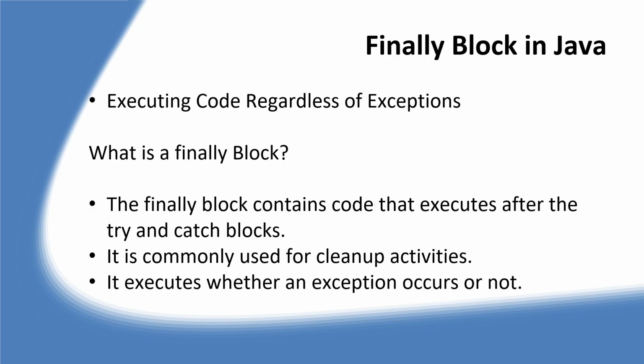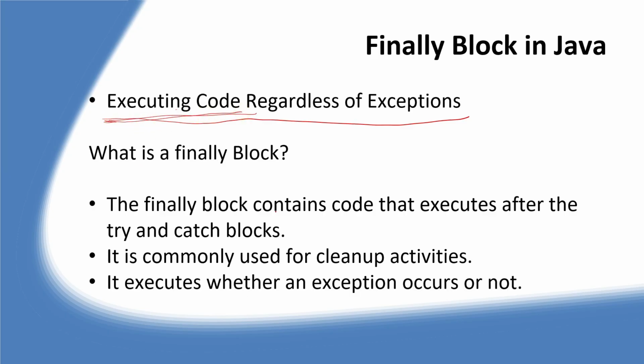So what is the finally block? The finally block is used to write code that should execute after try and catch blocks. The finally block executes code regardless of any exception. It will always execute, though we will see some situations where it will not execute. What those situations are, we will see.